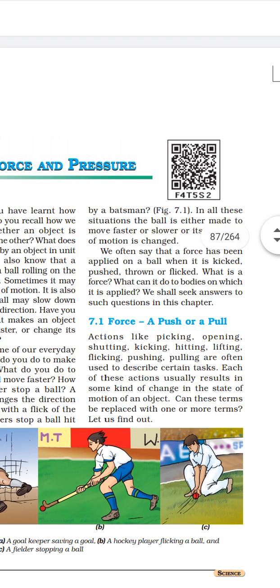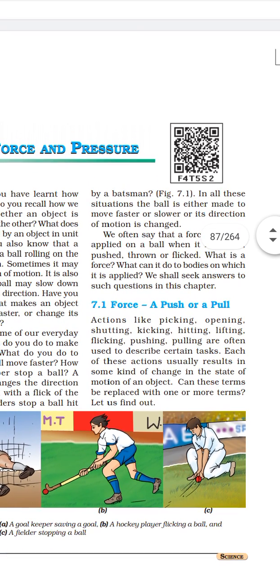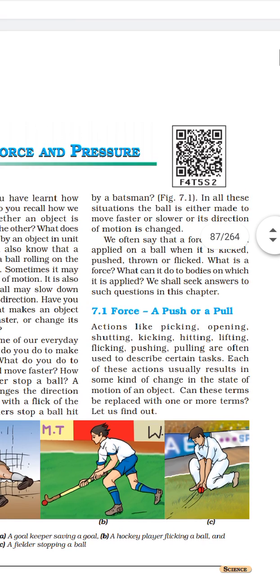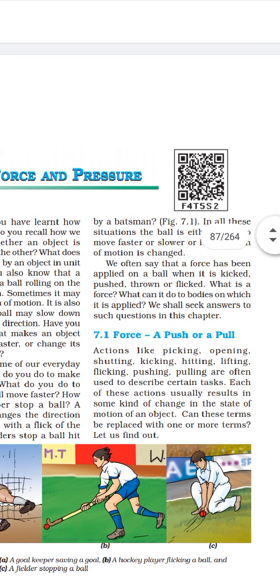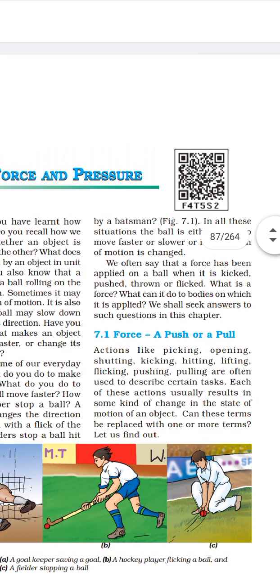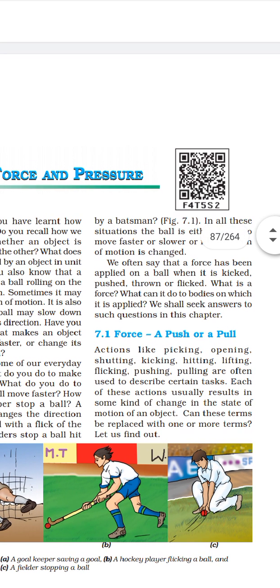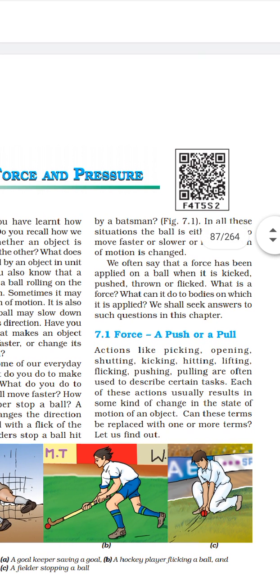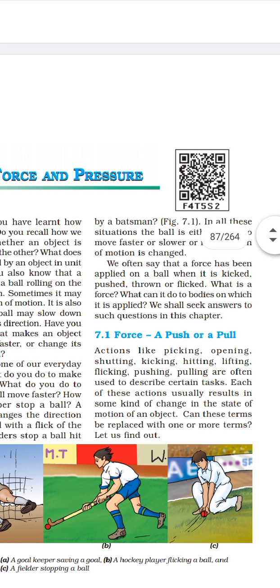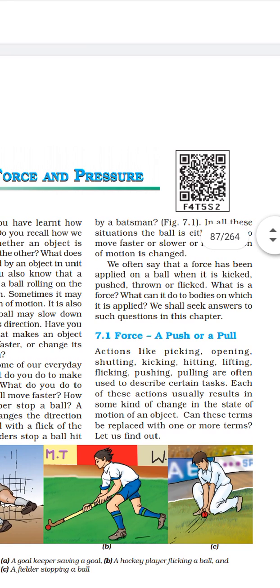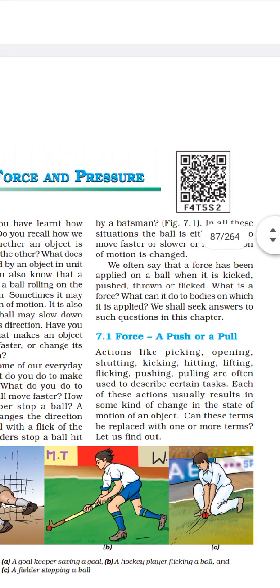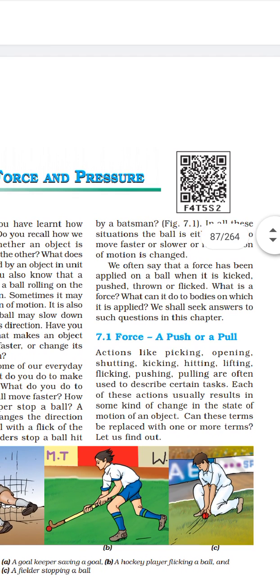In all these situations, the ball is either made to move faster or slower, or the direction of motion is changed. To stop a ball, to make a ball move faster, to change the direction of a ball, in all these aspects we have to apply force. We often say that force is applied on a ball when it is kicked, pushed, thrown or flicked. What is a force? What can it do to the bodies on which it is applied? We will find out the answers.